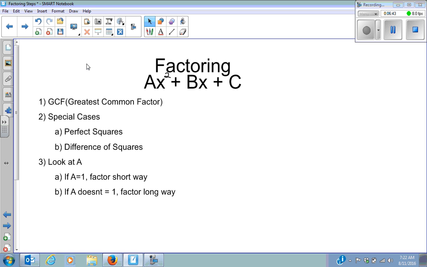How did he know that was a special case? How do you know that that was the greatest common factor?